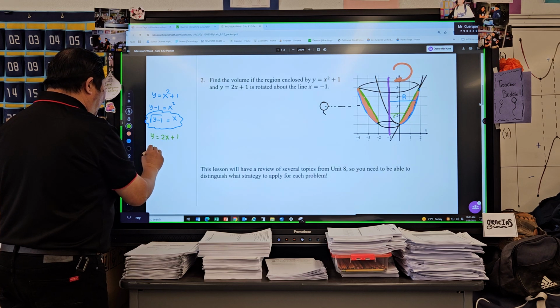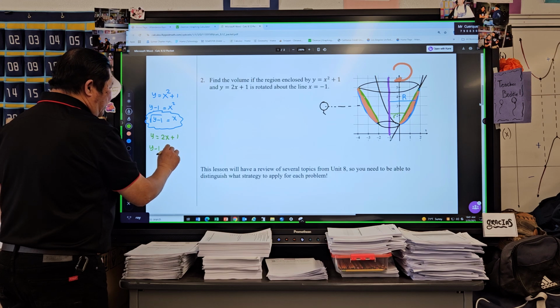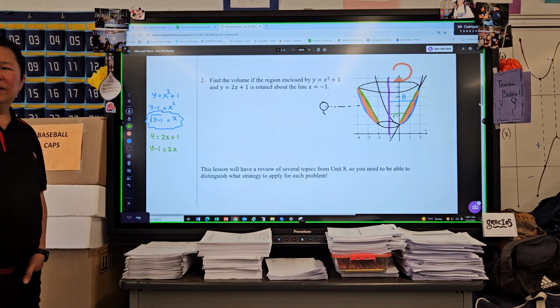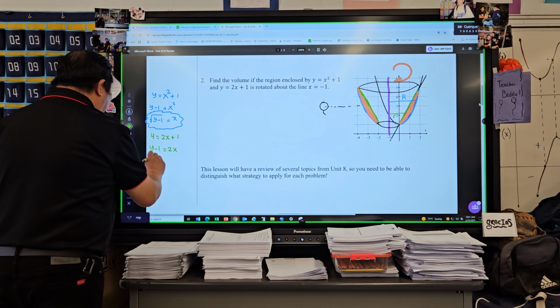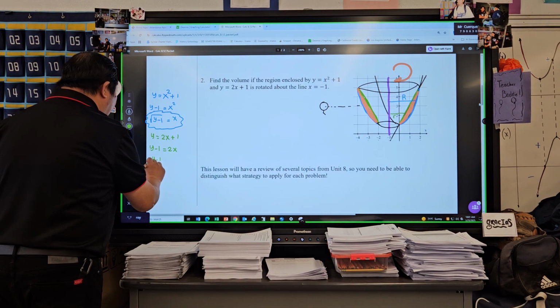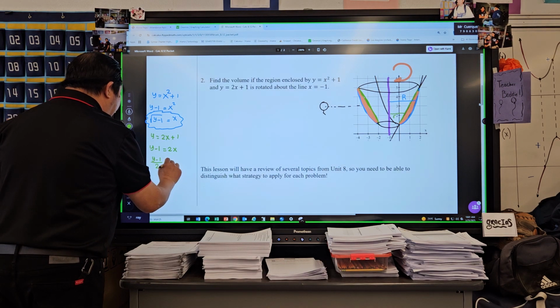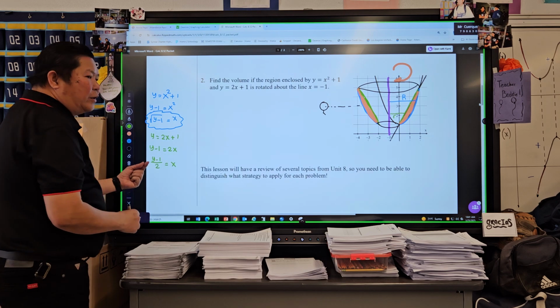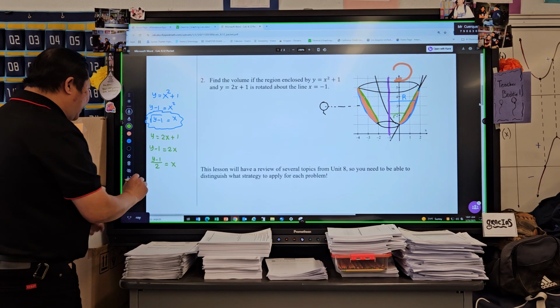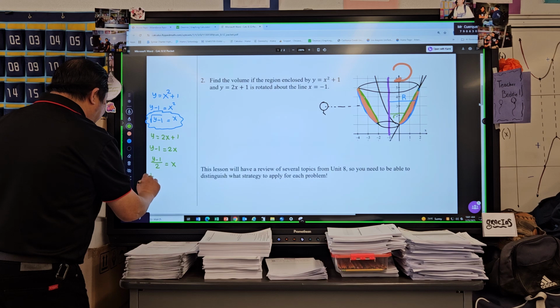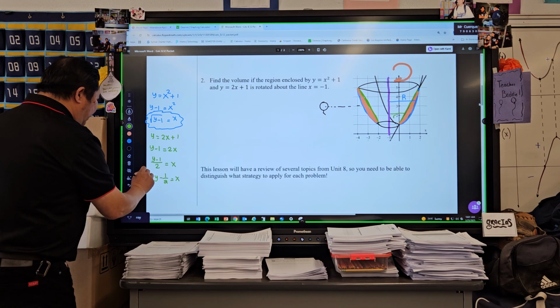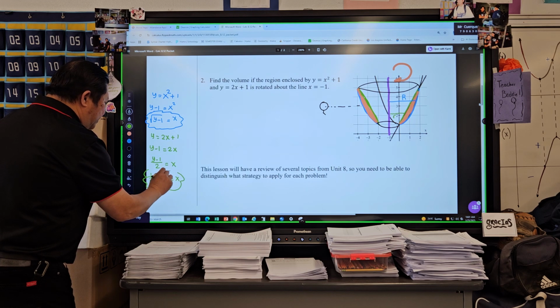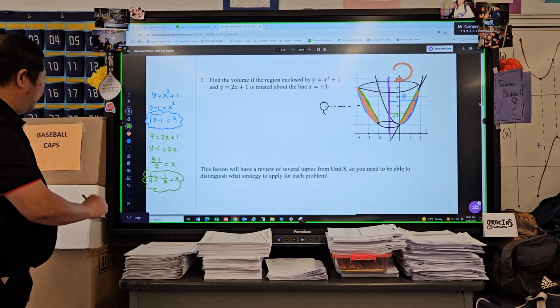So this means y minus 1 equals 2x, right? And then what to do? Divide by 2. So, which implies that (y minus 1) over 2 is equal to x. Or we can rewrite this one as 1/2 y minus 1/2 is equal to x. Okay, you can have this. It's green.